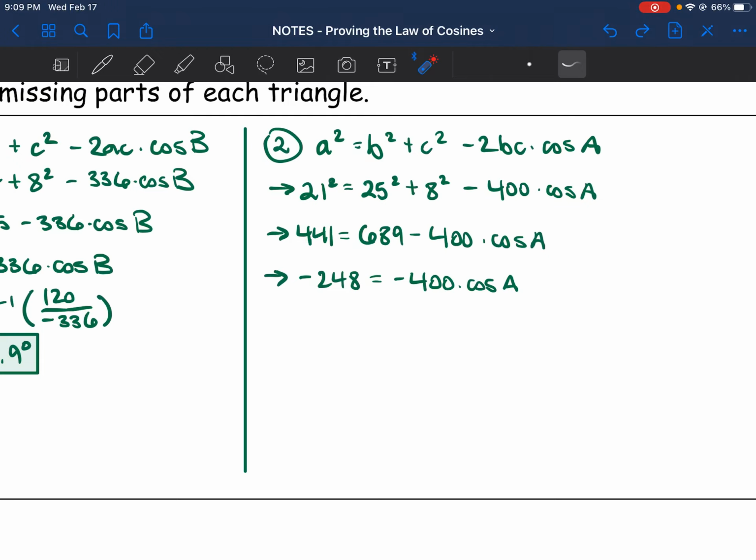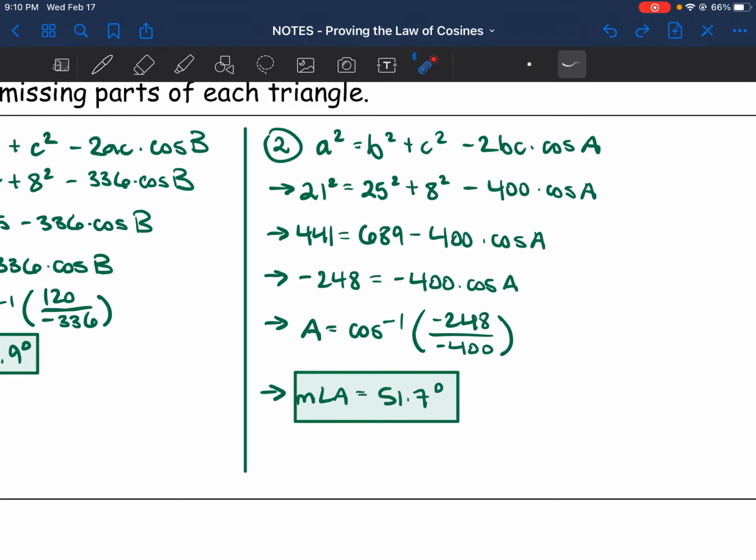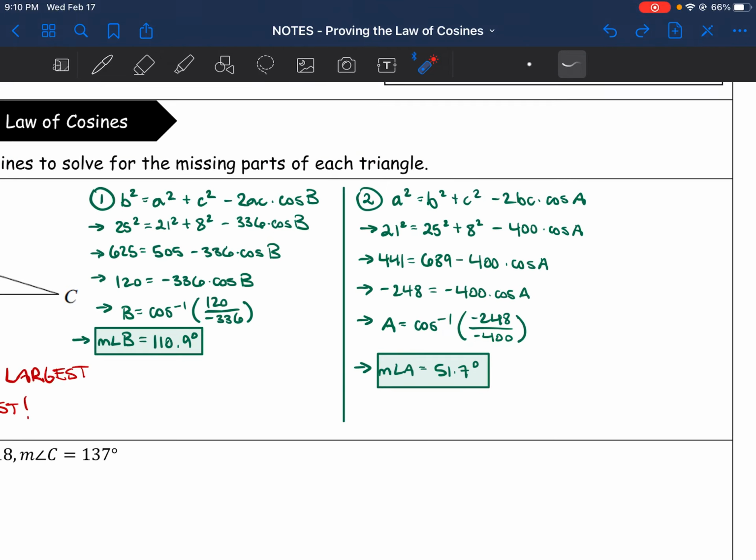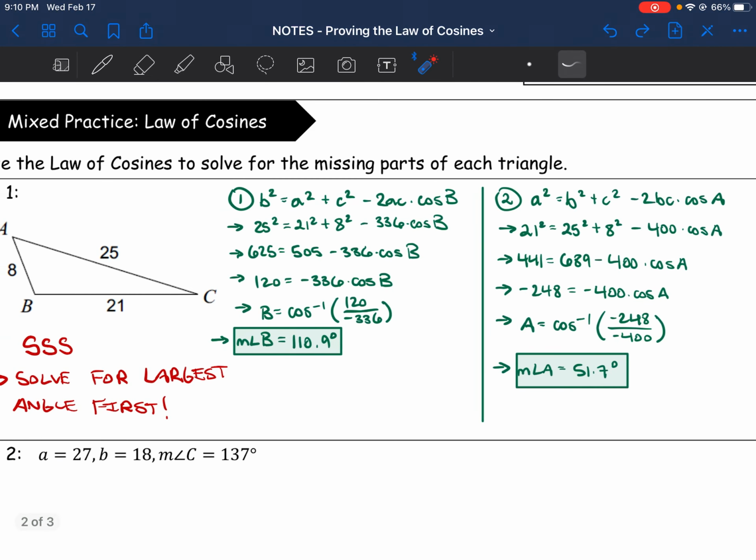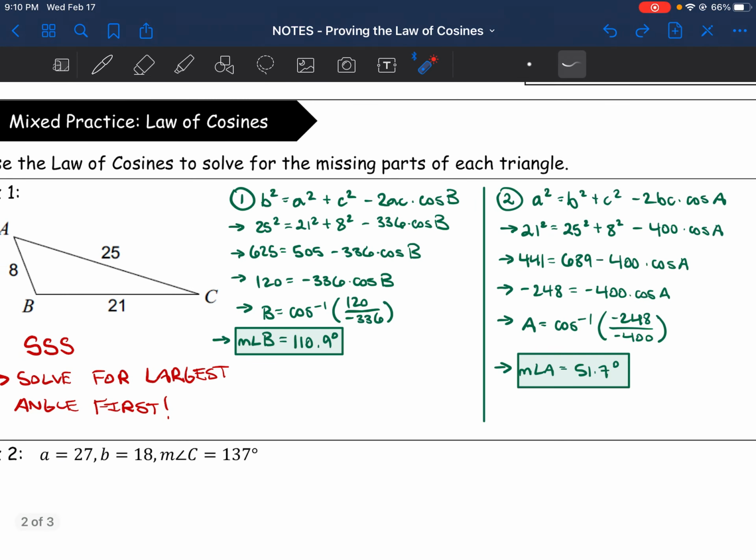Again, I did a couple of steps in one. First, I divided by negative 400 on both sides. Then, knowing that I need to get A by itself, I took the inverse cosine to get rid of the cosine. So angle A is the inverse cosine of negative 248 divided by negative 400. If you throw that into the calculator, that gives you that the measure of angle A is about 51.7 degrees. So at this point, we've actually done all the hard work.